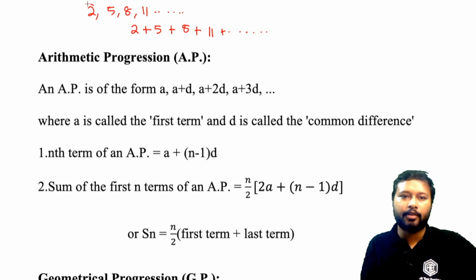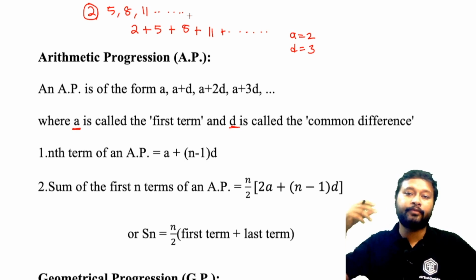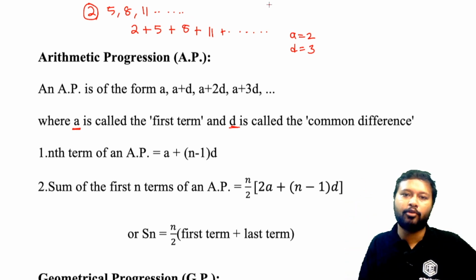So the first term is denoted by A, and D is called the common difference. So for this series, your A will be 2 and D will be 3, because there is a difference of 3. In that case, to find the nth term of this AP, arithmetic progression, if you want to find the 11th term or the 50th term, you could keep on writing it, but after 50 times writing it, what will be the number?